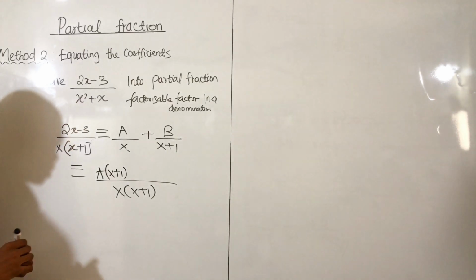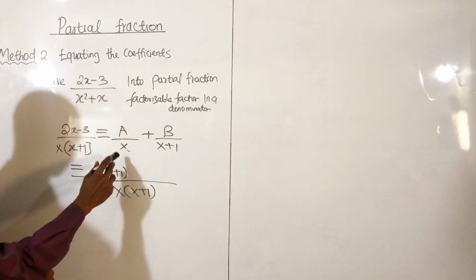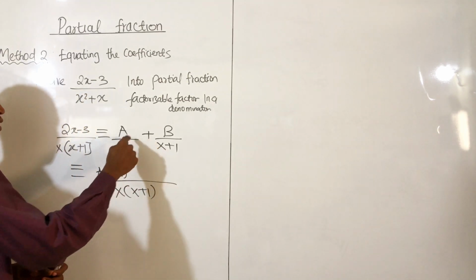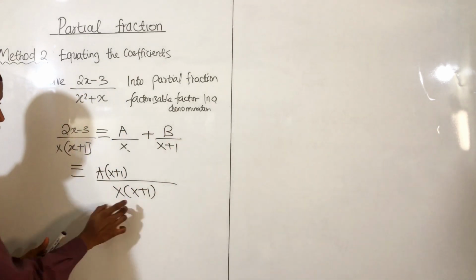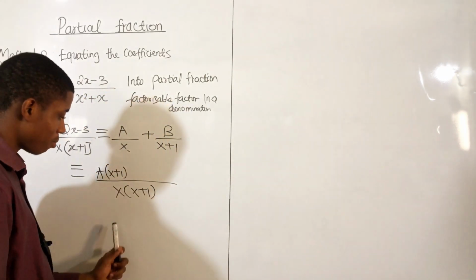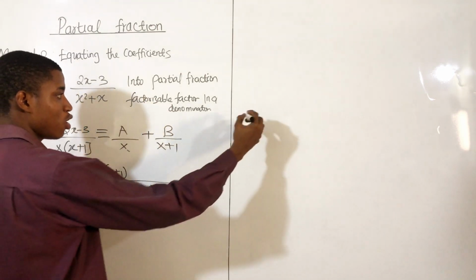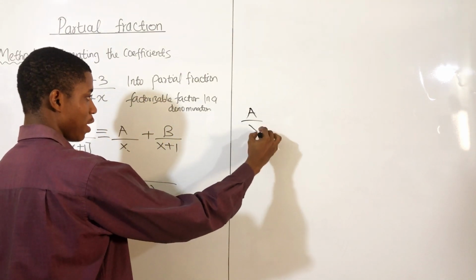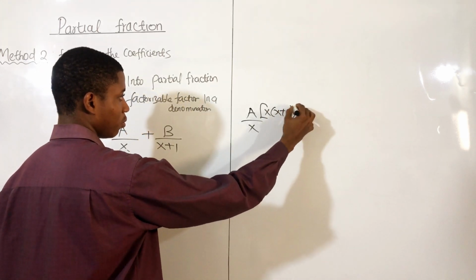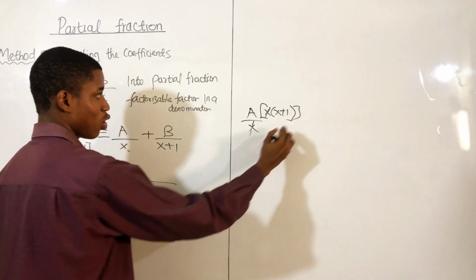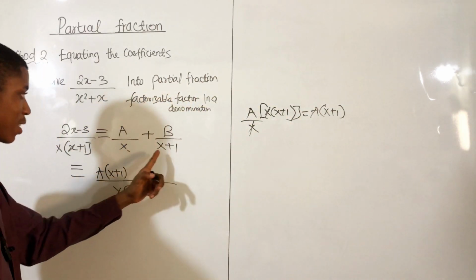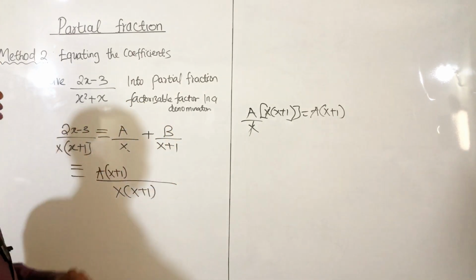Now, my concept is very easy. Once I notice there are different denominators, my rule is very easy: just multiply this, multiply this, then I retain the LCM. The LCM is x bracket x plus 1. So we're having a over x, and we multiply everything by the LCM. This will cancel this, so you're left with a bracket x plus 1. That is the same step as taking this and multiplying by this.